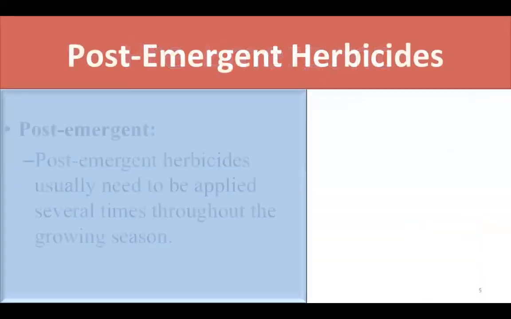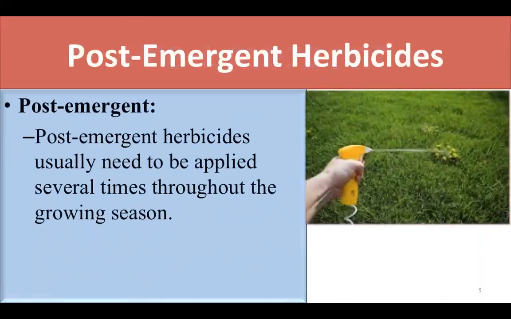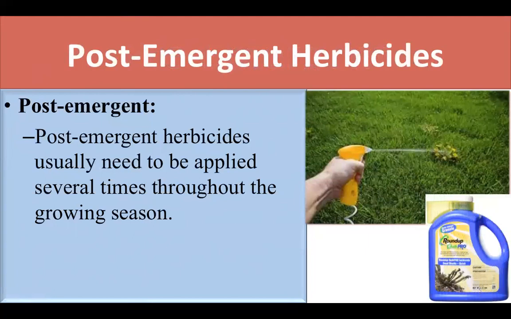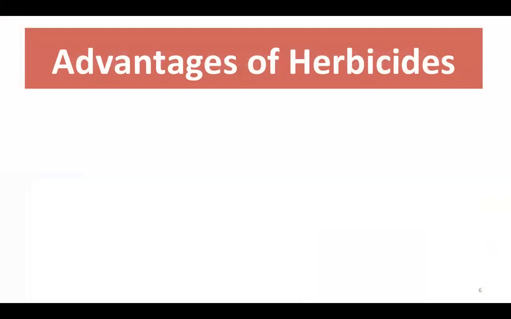Post-emergent herbicides: once a plant has started to grow, it is time for us to apply a post-emergent herbicide, like the picture here. These post-emergent herbicides usually need to be applied several times throughout the growing season, so a particular season is not required for this type of herbicide. Only a small sprouting of the plant is necessary in order to apply them, and Roundup is a very good example of post-emergent herbicides.